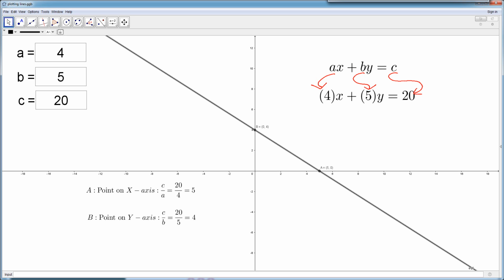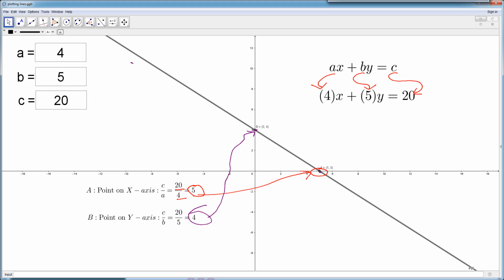It is given by c upon a, so 20 upon 4, which is equal to 5. So the point on the x-axis is 5, and it will have the coordinates 5, 0. So this is the point on the x-axis which we are obtaining. Then the point on the y-axis is c upon b, and its value is 20 upon 5, which is 4, and that point is say B, and it will have the coordinates 0, 4. So the point on the x-axis is 5 and the point on the y-axis is 4. We join these 2 points and we get a straight line.